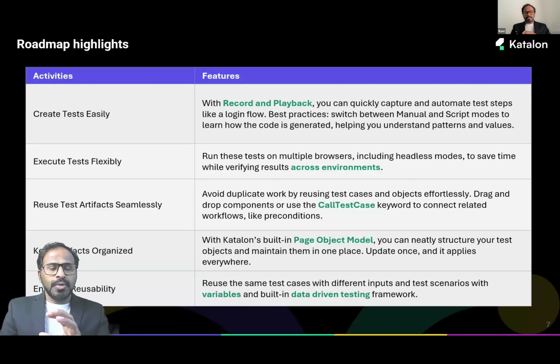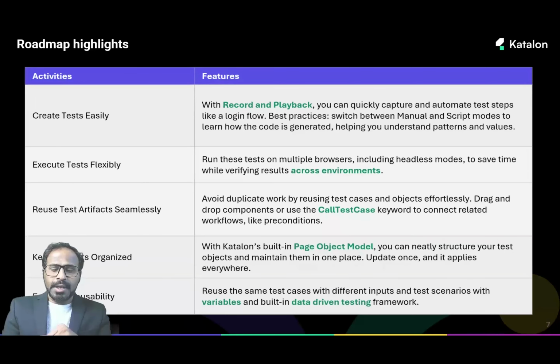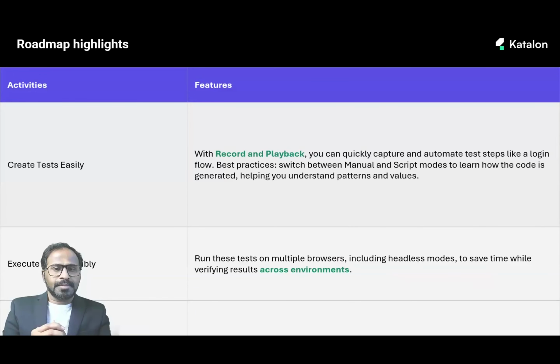Now I'm going to give you a practical demo by using Katalon Studio. So here are the roadmap highlights. I'm going to cover the following activities in our demo. First activity is create tests easily. Second one, execute tests flexibly. And then reuse test artifacts seamlessly. Keep artifacts organized. Enhance reusability. Our first activity is create tests easily.